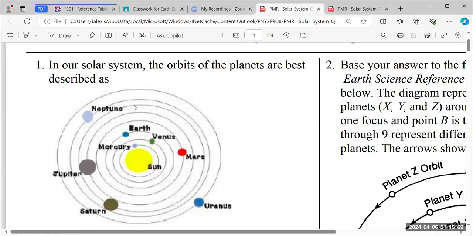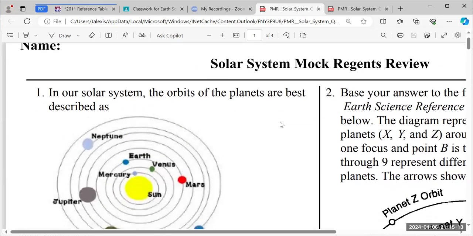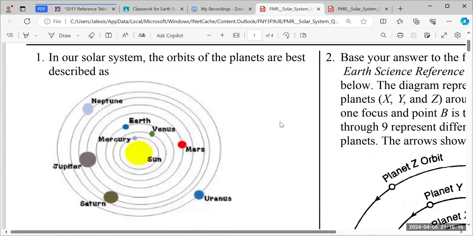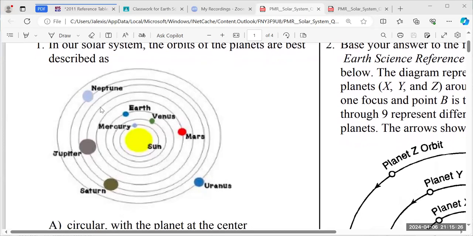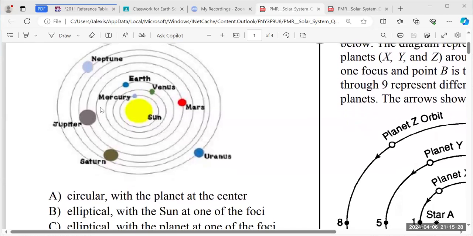So we're going to start with number one. This worksheet is going to be focusing on the solar system mock Regents review. And number one, it says, in our solar system, the orbits of the planets are best described as what? The orbits of the planets, focusing on the shape.